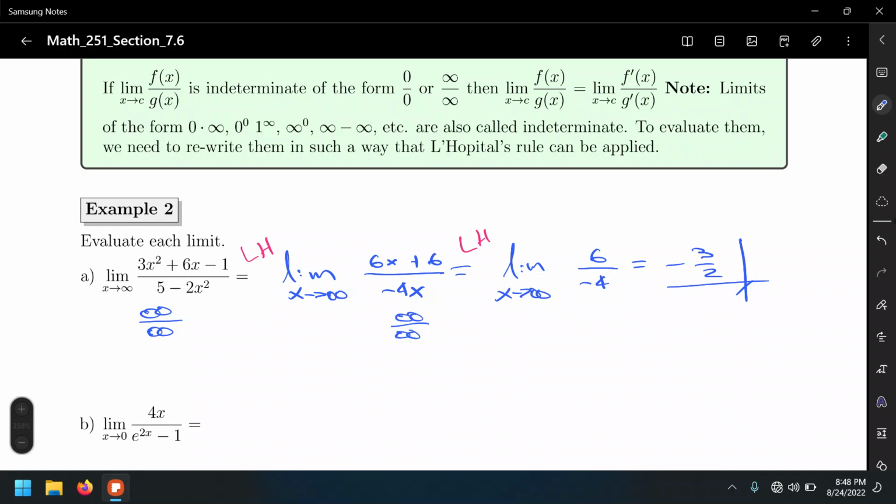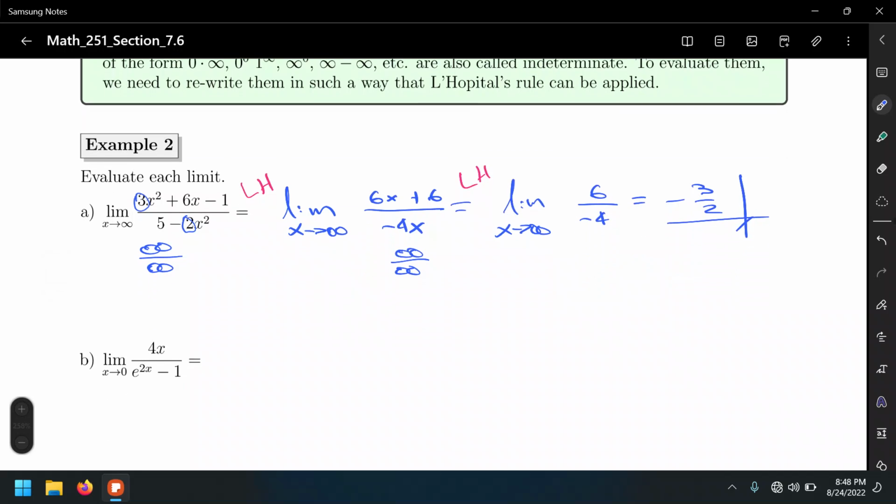Alright? We could have done this using the shortcut rule because we have the same degree in the numerator and denominator, right? So the leading coefficient is 3, the leading coefficient right here is negative 2. And so the result is consistent either way, whether the shortcut rule for asymptotes or the other one right here. Let's do a couple more.